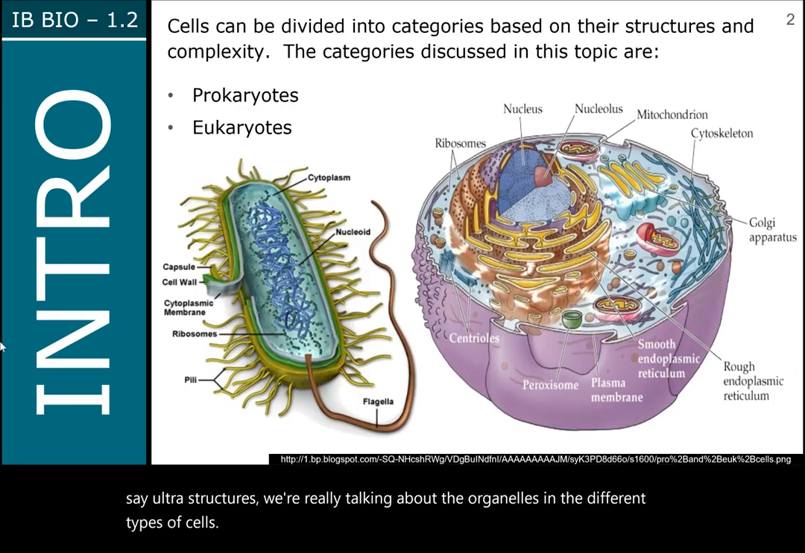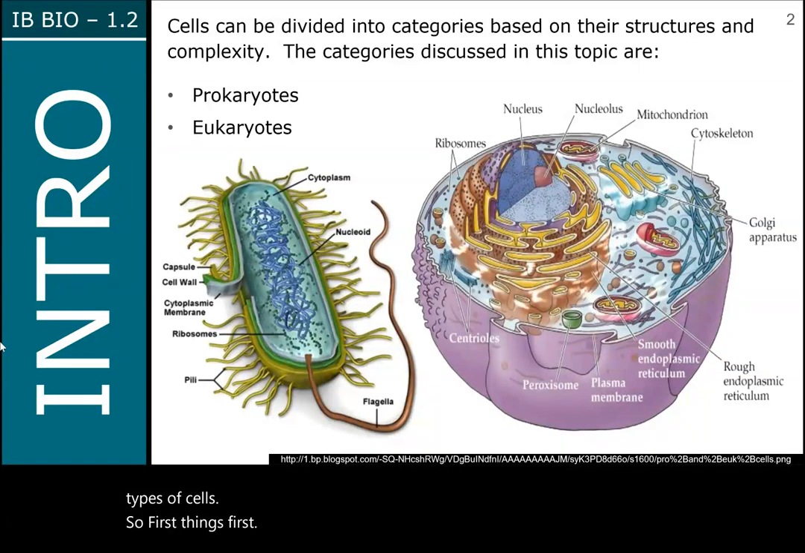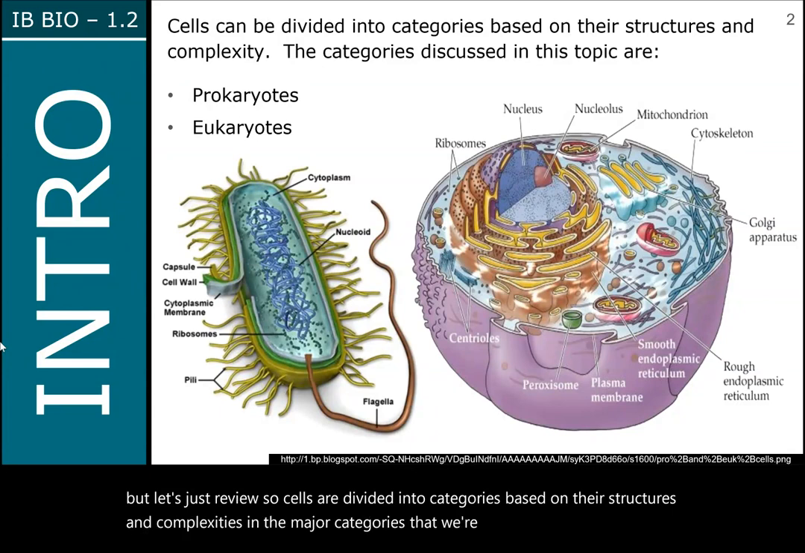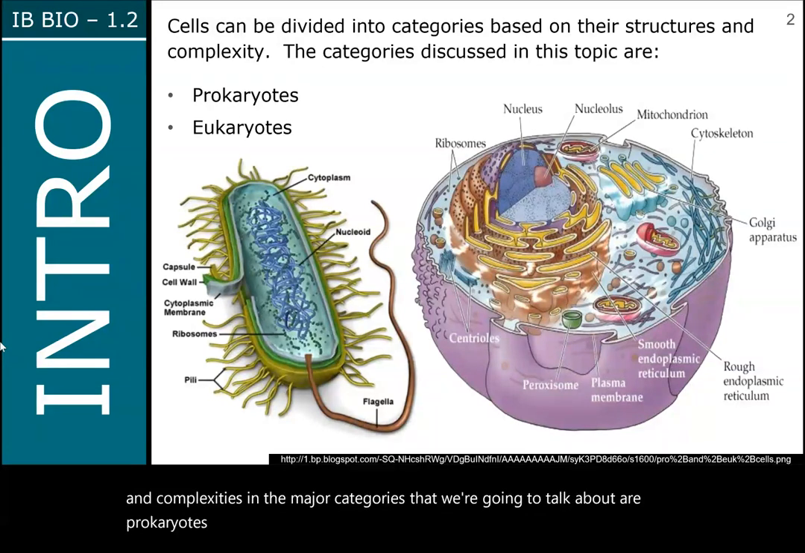So first things first, there are different kinds of cells. This is kind of a throwback to freshman year, but let's just review. Cells are divided into categories based on their structures and complexities. And the major categories that we're going to talk about are prokaryotes and eukaryotes.